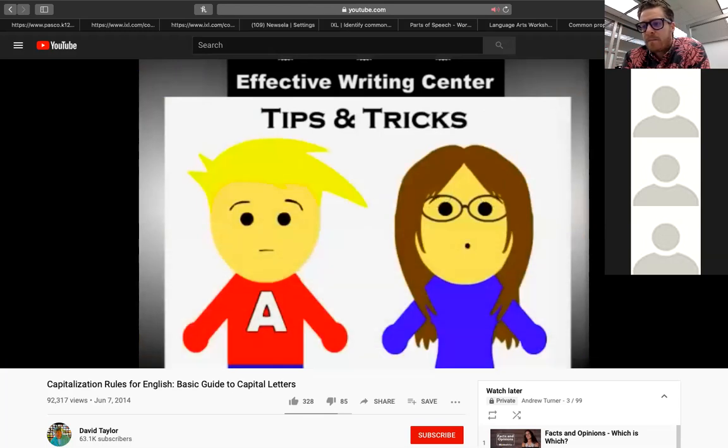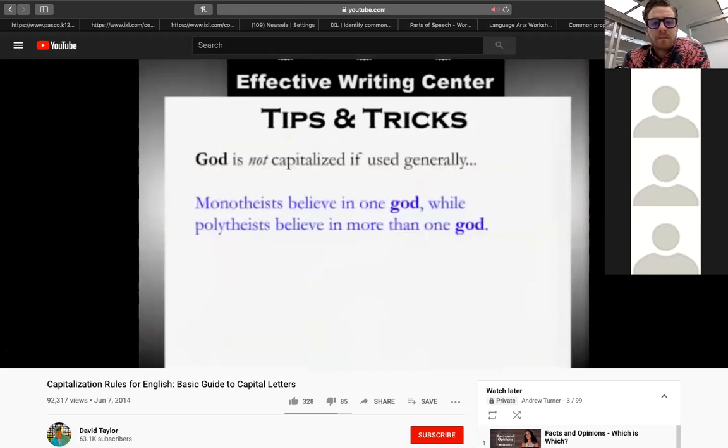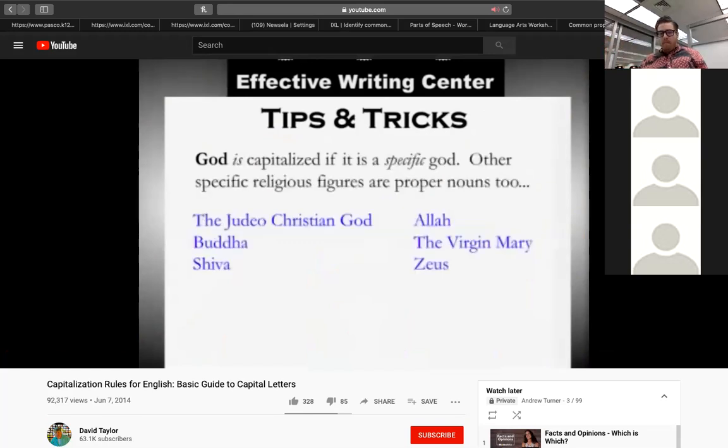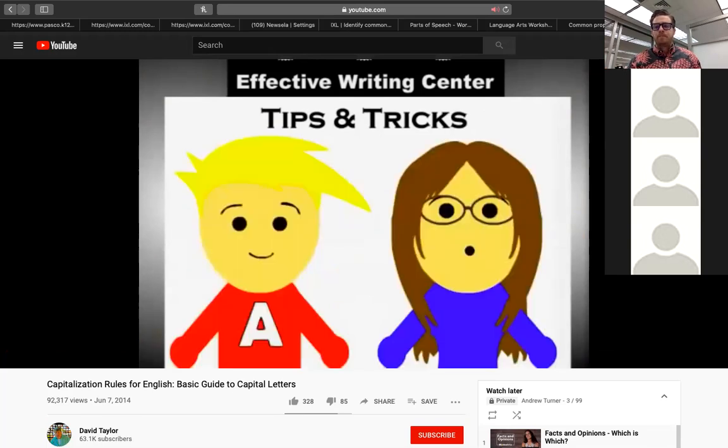For the most part, but I still have a few questions. Ask away. Is God capitalized? As a general term, no. Monotheists believe in one god, while polytheists believe in more than one god. But if it's used as a proper noun referring to a specific God, then absolutely. If referring to the Judeo-Christian God, you capitalize, as well as other specific religious figures or interpretations of God across various cultures. What about north, south, east, and west?